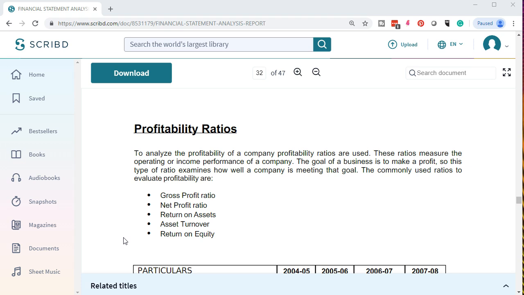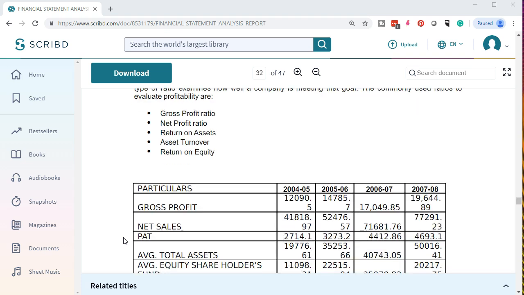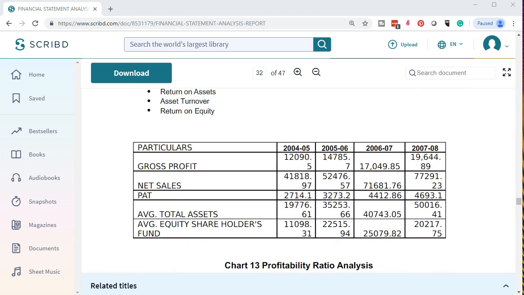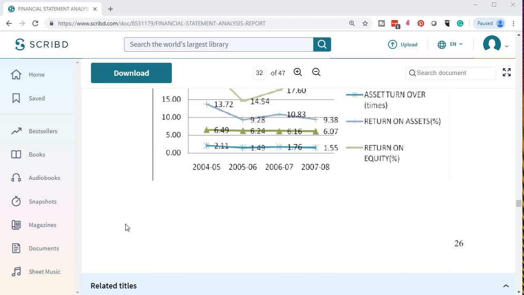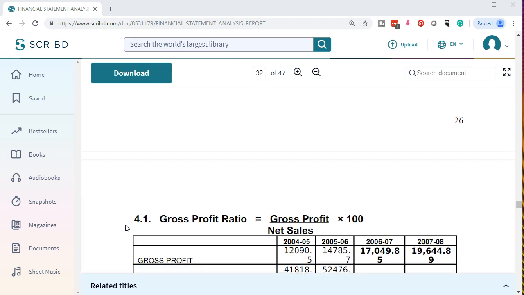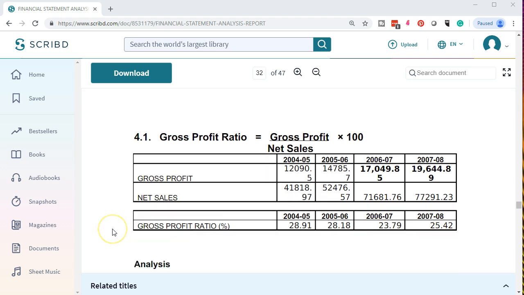The commonly used ratios to evaluate profitability are gross profit ratio, net profit ratio, return on asset turnover, return on equity. So here is our information. Profitability ratio analysis. Now we're not going to go through each of the calculations of the ratio, so you can go through here if you would like to take a look at the financial statements and recalculate the ratios, but we want to take a look at the way it's displayed and then any analysis we have on the ratio.